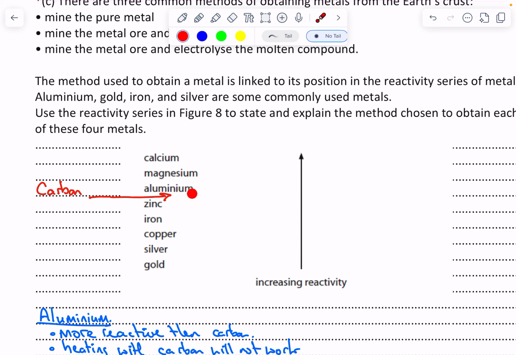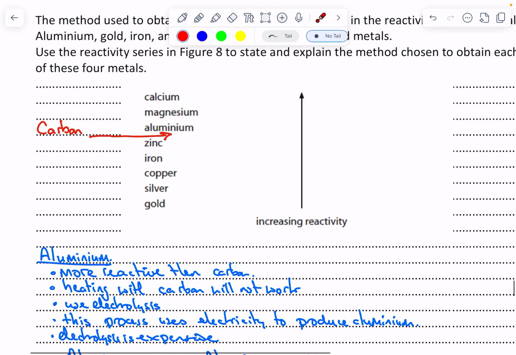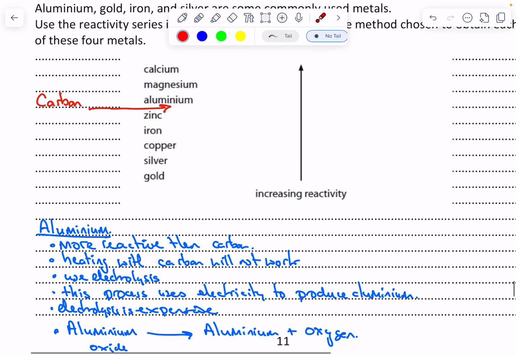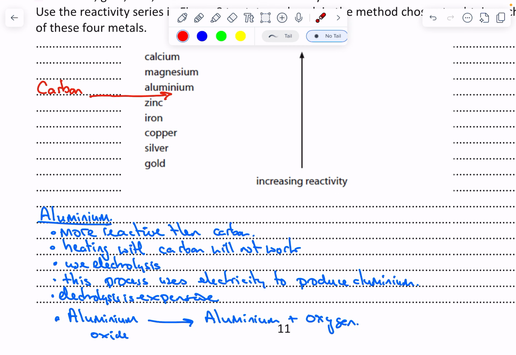The first one is aluminium. So aluminium, what we're going to say here is that aluminium is more reactive than carbon, and therefore I cannot heat it with carbon to remove the oxide from aluminium oxide. It won't work. So therefore, what we have to use is the process of electrolysis. Electrolysis uses electricity in order to make the aluminium, and therefore electrolysis is expensive.